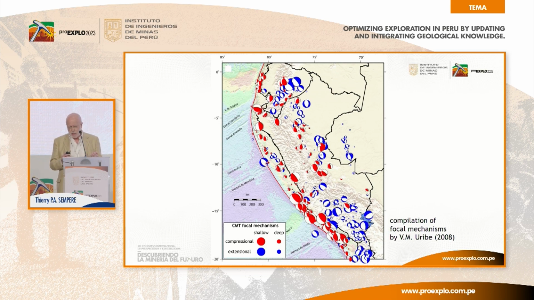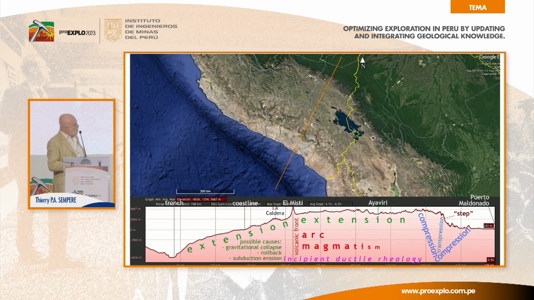The good thing of this is that we can compare these mechanisms, which have been compiled by a colleague from San Marcos, Juan Uribe, and in the Peruvian highlands, almost all the focal mechanisms are extensional. Well, this is not surprising. The faults are also extensional. So we have a distribution of these tectonics which is different.